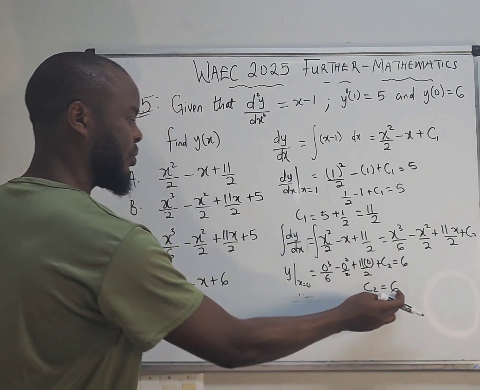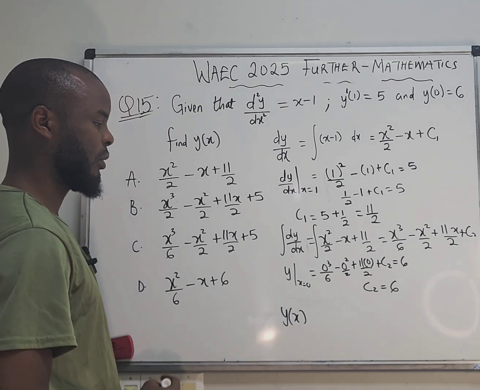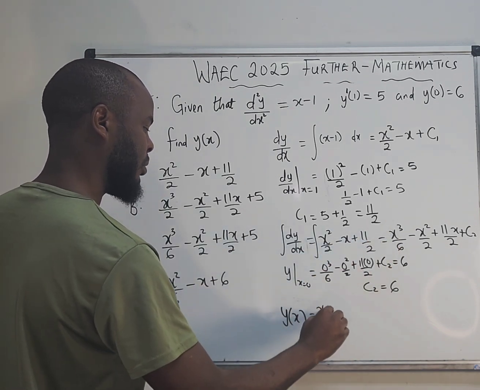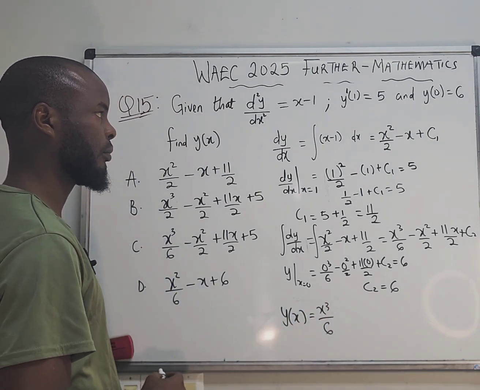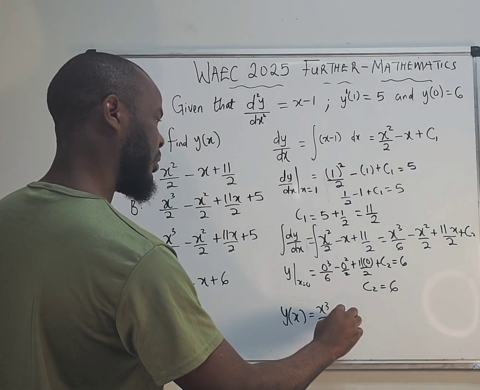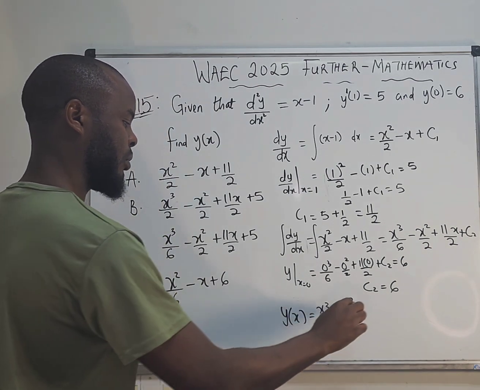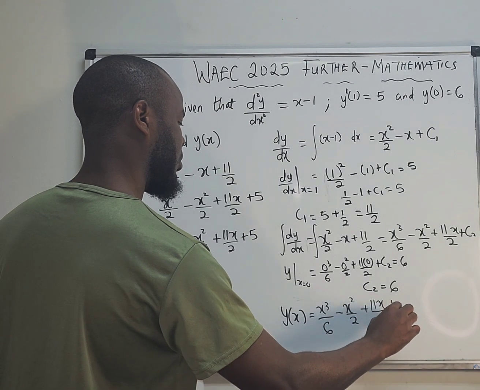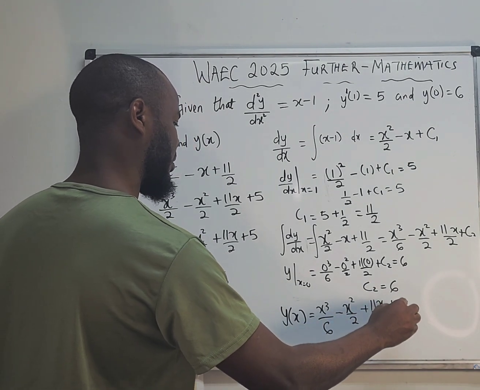Now we've gotten c2, which is 6, so that means your y of x is equal to x cube over 6 minus x squared over 2 plus 11x over 2 plus, what is our c2, which is 6.